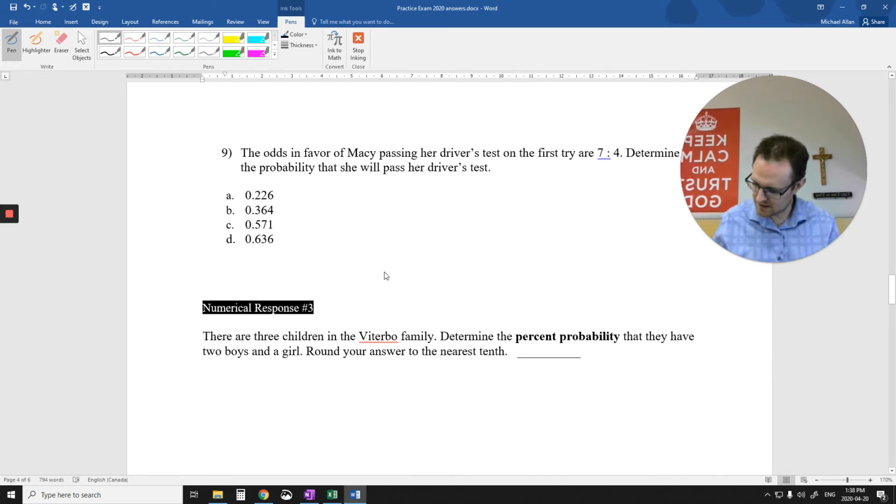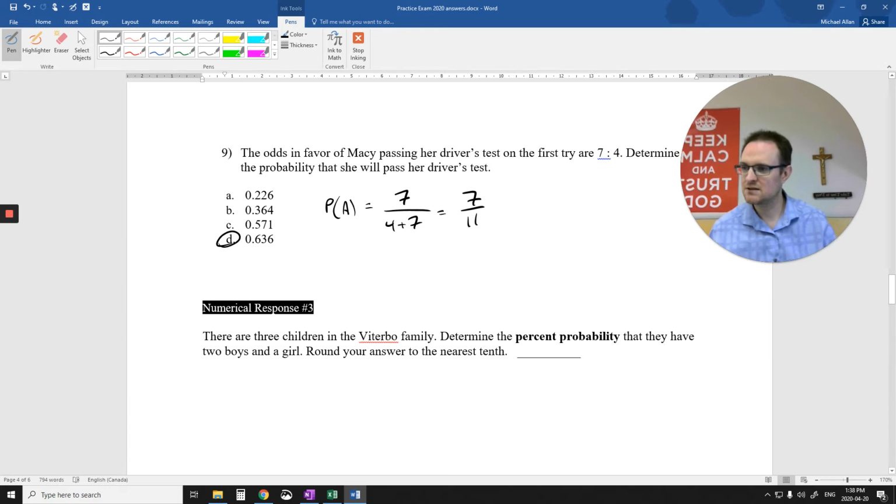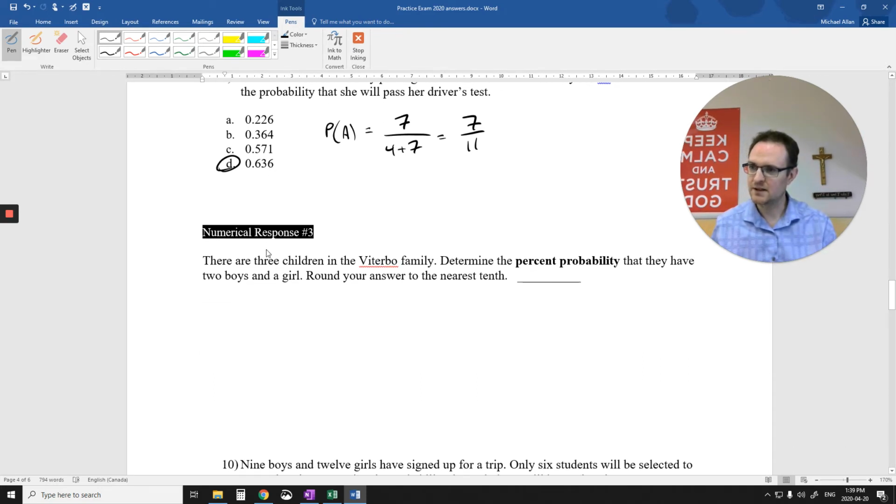Same odds here, but now they ask for the probability. So this is where it kind of gets a little tricky here. Remember, define probability. You do the number of favorable outcomes, in this case it's 7, and you divide it by the total number here. So it'd be 4 plus 7 on the bottom, which would be 7 over 11, which would be 63-ish%, 64%. There you go.